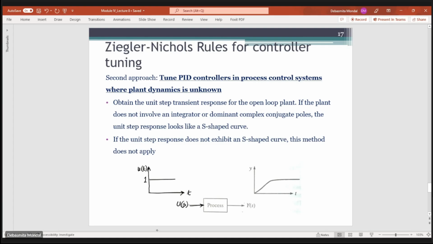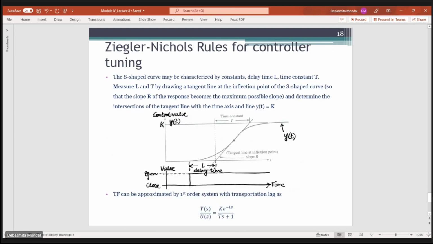But in case this kind of S-shaped unit step transient response is not found, then we cannot use the Ziegler-Nichols method. In that case you have to use the root locus method, or individually find the different values of Kp, Ti and Td after drawing the root locus. That is the worst case kind of scenario, you can say. In case the unit step response looks like an S-shaped curve, from this curve we identify two constants. One is the delay time, given by L, and the other one is the time constant.